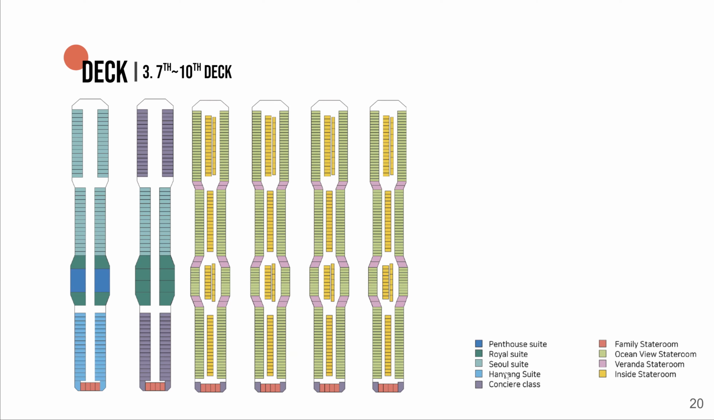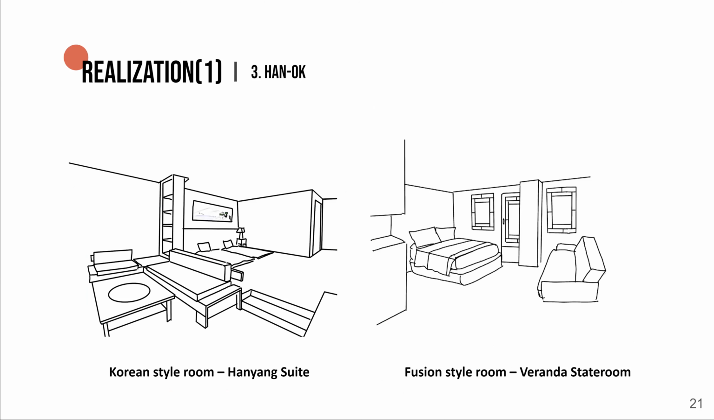So for example, penthouse suite and royal suite. They're all luxurious suites, but our ship has this concept of having two different styles of room. So one, we have a Korean style room, which basically takes the Korean style. For example, we are planning to have ondol installed, and then we are planning to have traditional Korean beds, which are right on top of the ground. So that kind of room is the Korean style room.